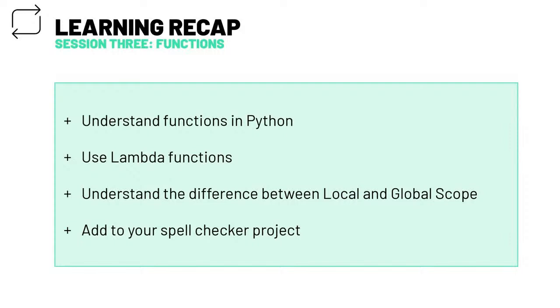Next, we have lambda functions. This is another type of function that we briefly touched upon. We looked at the difference between local and global scope, and we also added to our spell checker project.